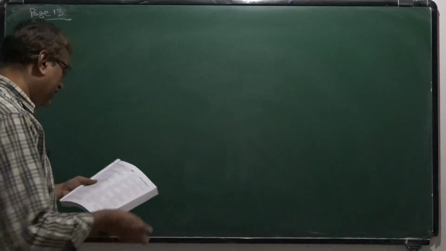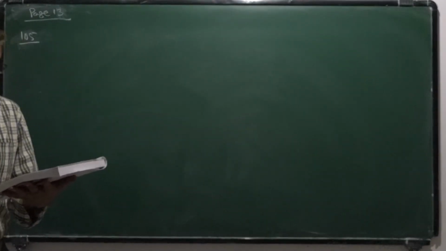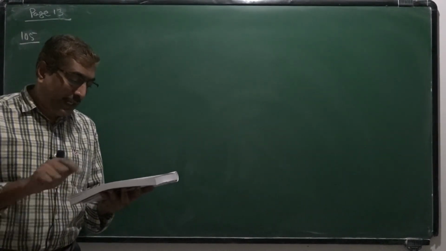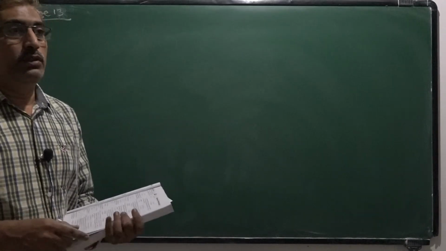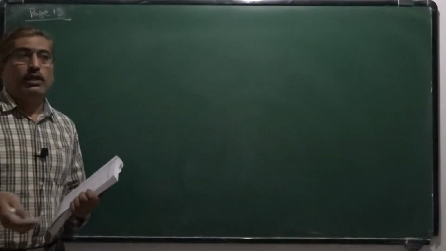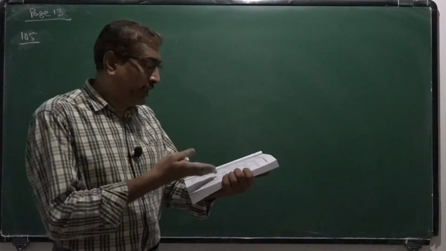Next one, page number 13, 105. The length of each rail is 10 meter. The coefficient of linear expansion of steel is 12 into 10 to the power minus 6 per degree centigrade, and the range of variation of temperature at a given place is 15 degrees centigrade. What is the gap to be left between the rails? A gap is left between two rails to allow the expansion during summer. So what is the gap to be left between two rails from this given data?